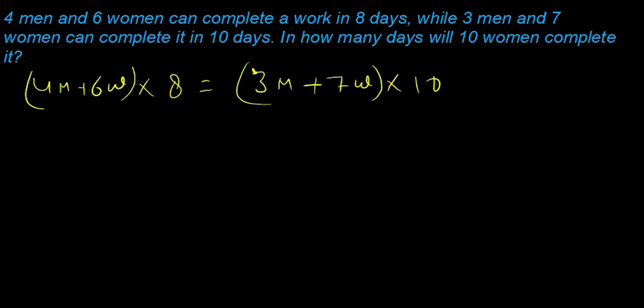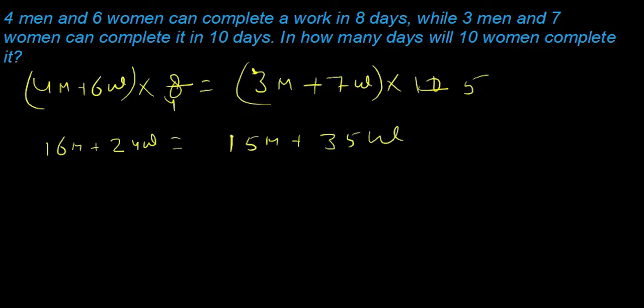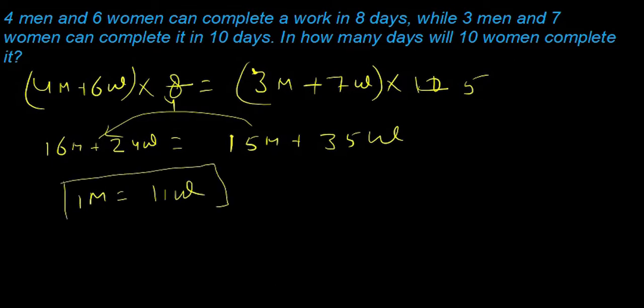Nothing is common. If something is common, we should cut it. So this is like that: 4 4s are 16 men, 4 6s are 24 women equals 5 3s are 15 men plus 7 5s are 35 women. Now transposing, 16m minus 15m is m, 35 minus 24 women, so it should be 11 women. So 1 man equals 11 women, you get that equation. Now in how many days will 10 women complete it? Any equation, whichever you like, either this or this one, you can pick it and just convert it into the form of women and equate.